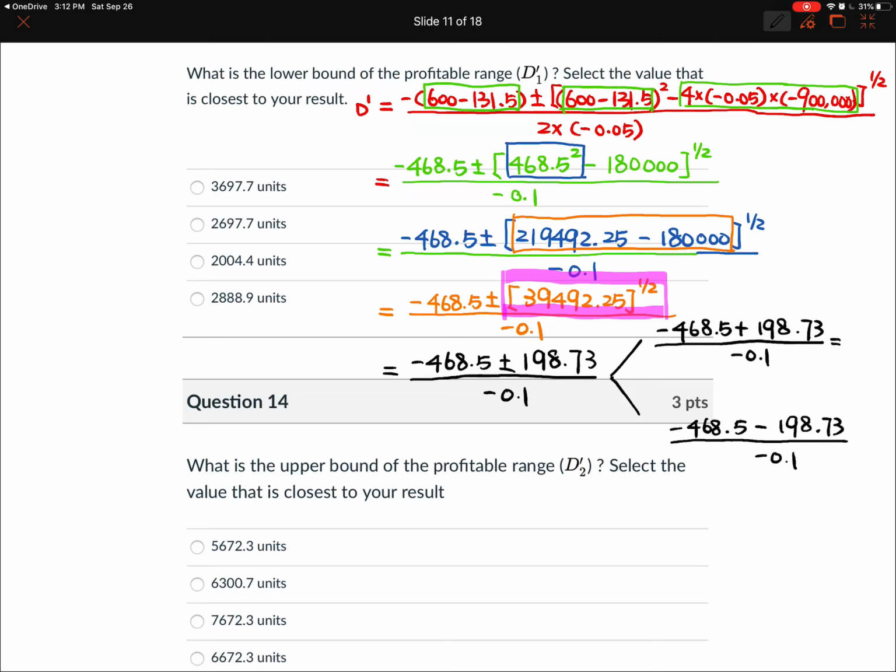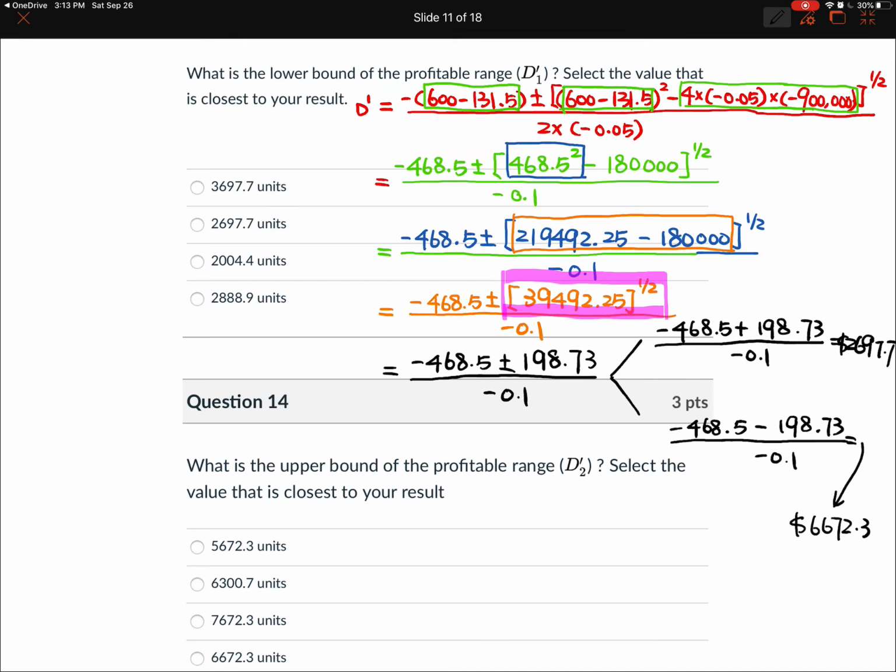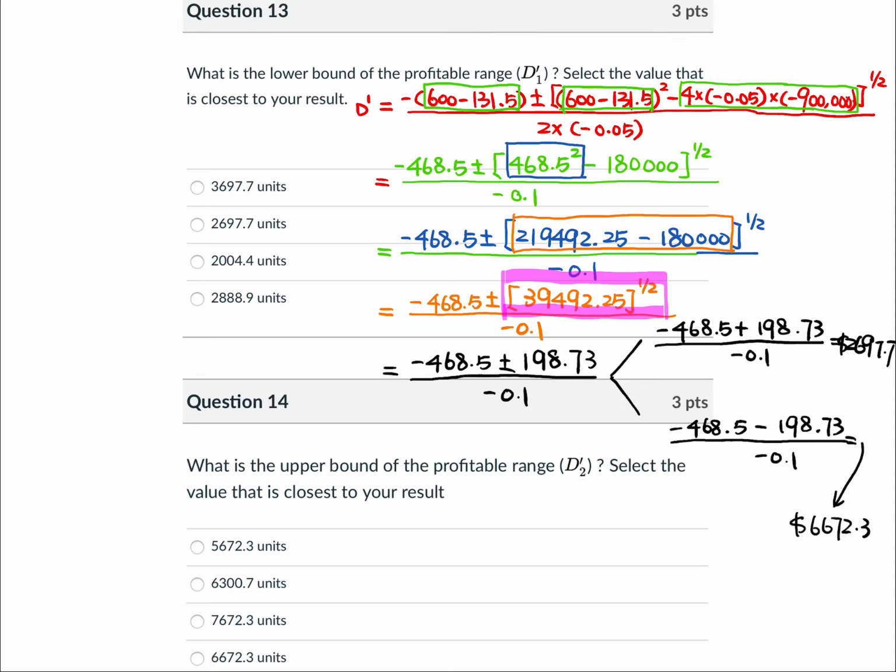Okay, so the equation above will give you the lower bound of the break-even points of the profitable range. Okay, so that's gonna be 2697.7 dollars, and then the one below will give you the upper bound, which is, I will write it here, 672.3 dollars. So for this question number 13, the lower bound is gonna be this one, and question number 14, the upper bound is gonna be this one.